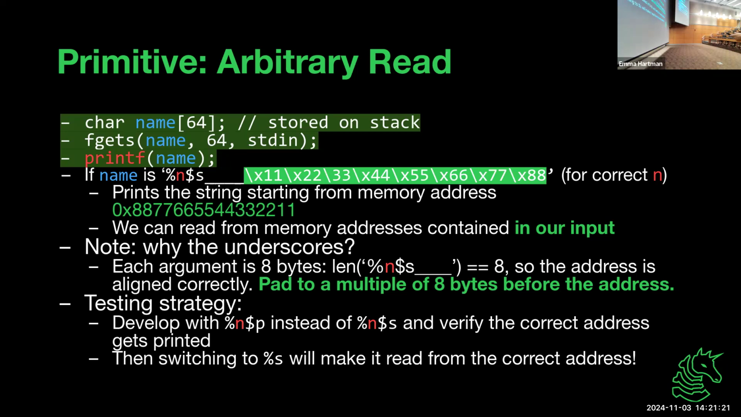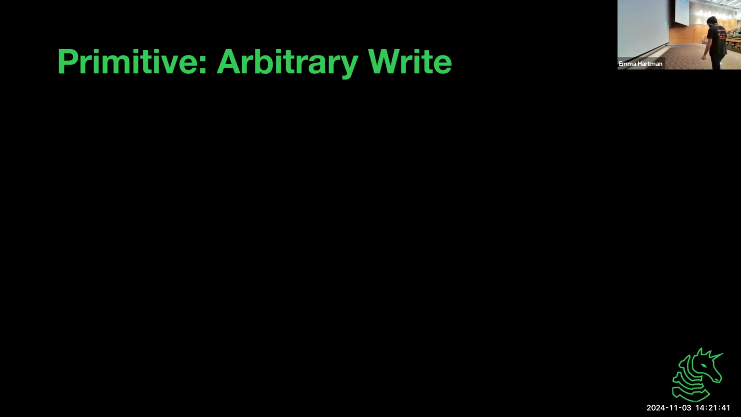So I can develop with %p, %n$p, to find which is the right n that gives me my own name buffer again. And then when I want to actually read out the value, I switch it over to %n$s so that I can actually do the read. So printf, very, very nice function.